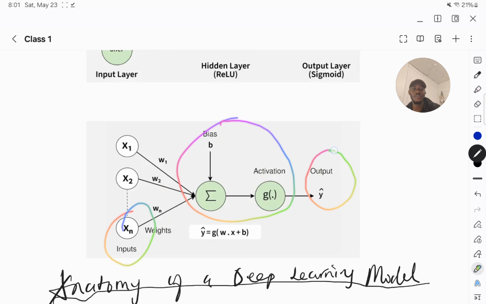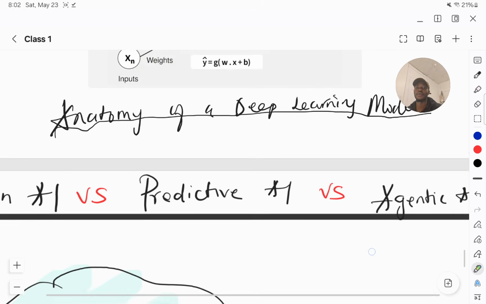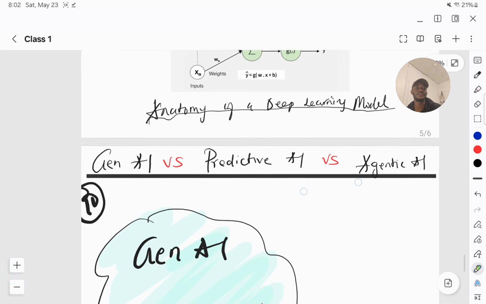That's why deep learning models are sometimes referred to as black boxes. So we have the input, the weights, the bias, the activation, and then the output. So this is the anatomy of a deep learning model that can come up in the exam as well.